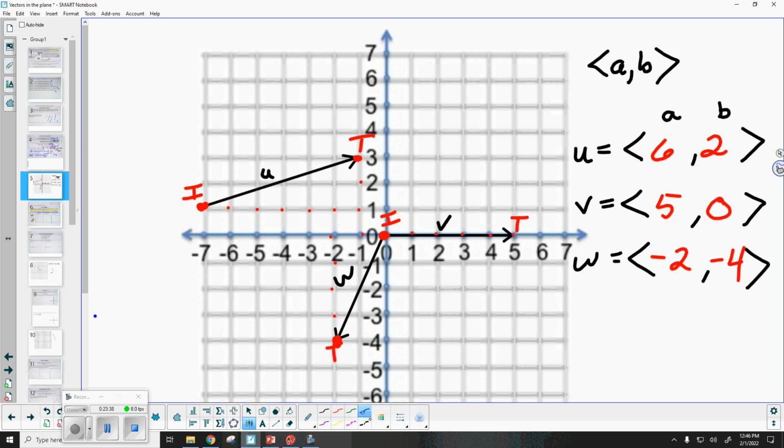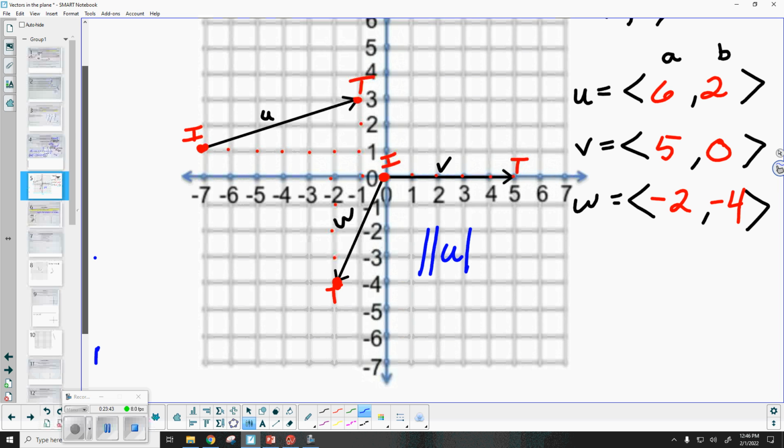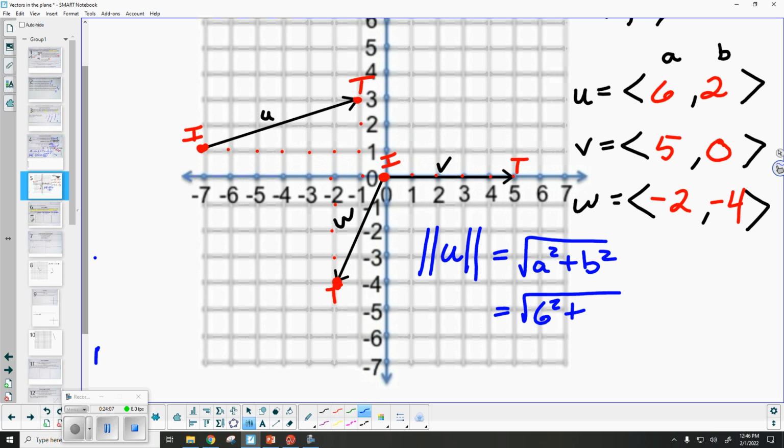Now, what if I asked you to do this? What if I gave you a question and all it said was this? What am I asking you to do? I want you to find the magnitude of vector u. In this case, we're talking about the length. So remember, when we have it in component form, this formula, the square root of a squared plus b squared, is what we want to use. Okay, so what is a? 6, so 6 squared, plus b is 2, so that would be 2 squared. So this is the square root of 40.